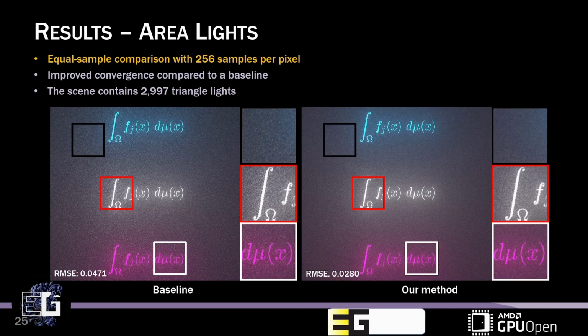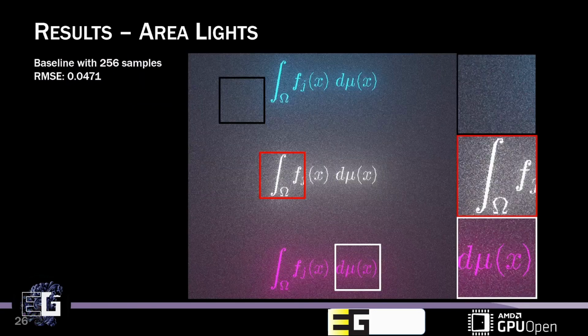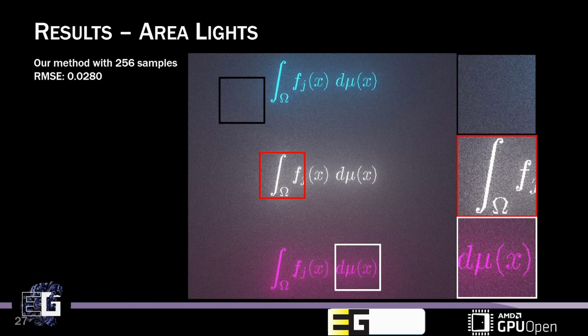Also, this is the result of our method with area lights. We did an equal sample comparison with the scene having 2997 triangle lights. The images were rendered with 256 samples per pixel. The baseline is shown on the left, and our method is shown on the right. Also in this case, let's see more detail. This is the rendered image of baseline. You can see a lot of noise in this image. And this is our method. As you can see, convergence of our method is much better than the baseline.